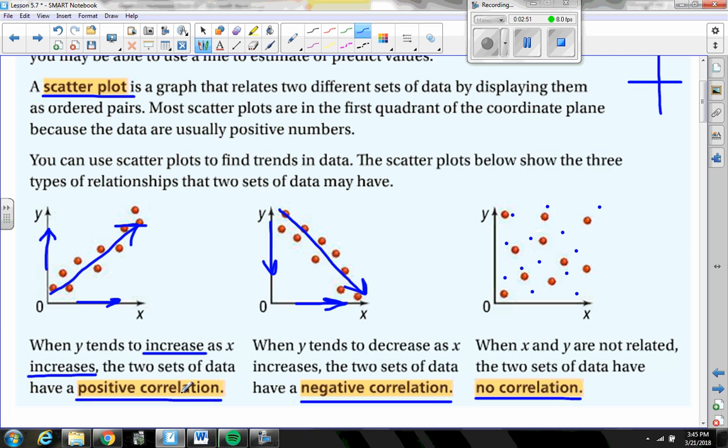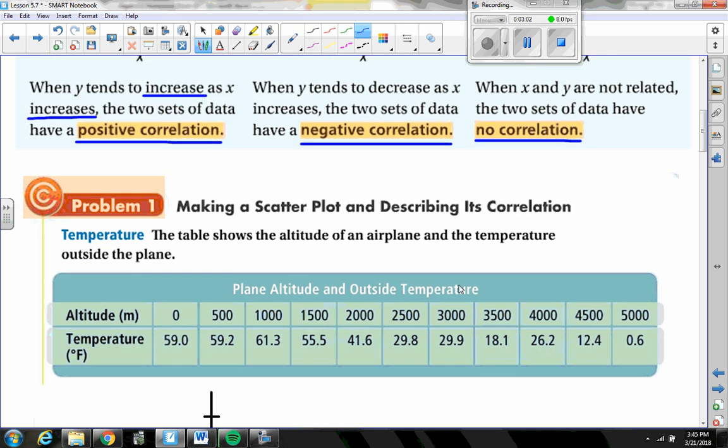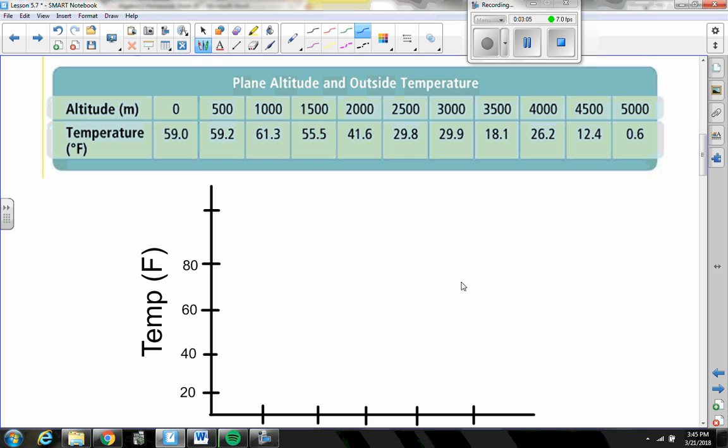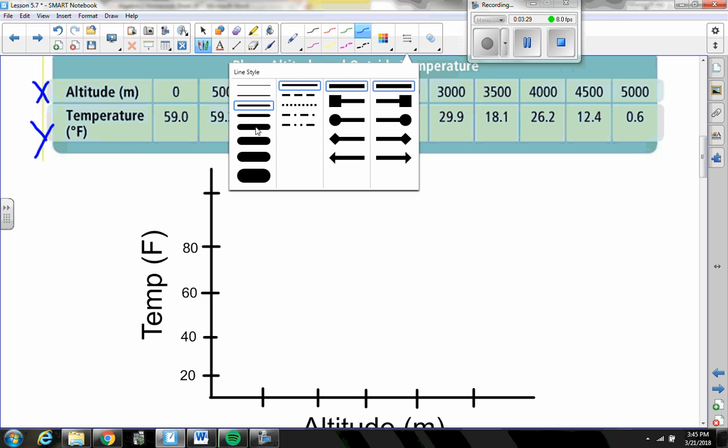So part of what we're asked to do is make a scatter plot and describe the correlation that we see. So what I want to do is look at this table of data and create a scatter plot. Here I have altitudes and temperatures, and I've made a scatter plot here of temperatures on my y-axis and altitude on my x-axis. Usually the top one will be x and the bottom one will be y. I'll make my dots a little bit bigger here.